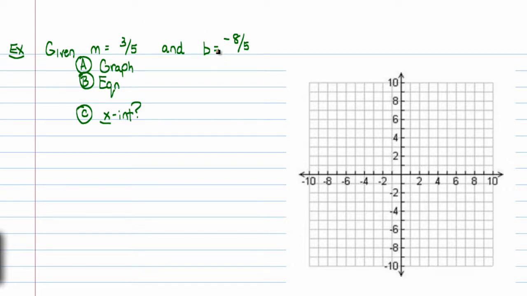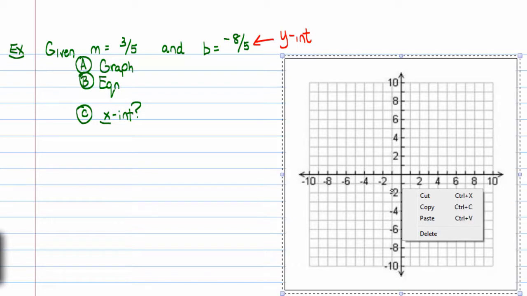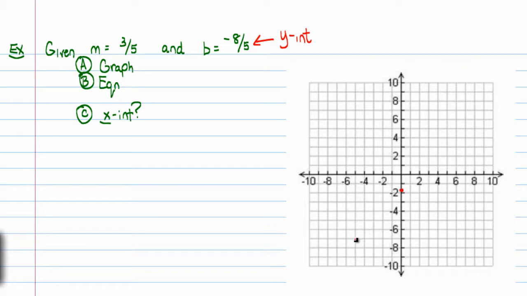Let's see, I happen to know the y-intercept here is a -8/5. Remember, that's what b is. They're telling me the y-intercept occurs at a -8/5. So I'll go ahead and plot that. Remember, y-intercepts occur when x is 0. And a -8/5 is almost down to a -2. So I'll plot it right down here. And then I'm going to use the slope to go ahead and get me my next point.